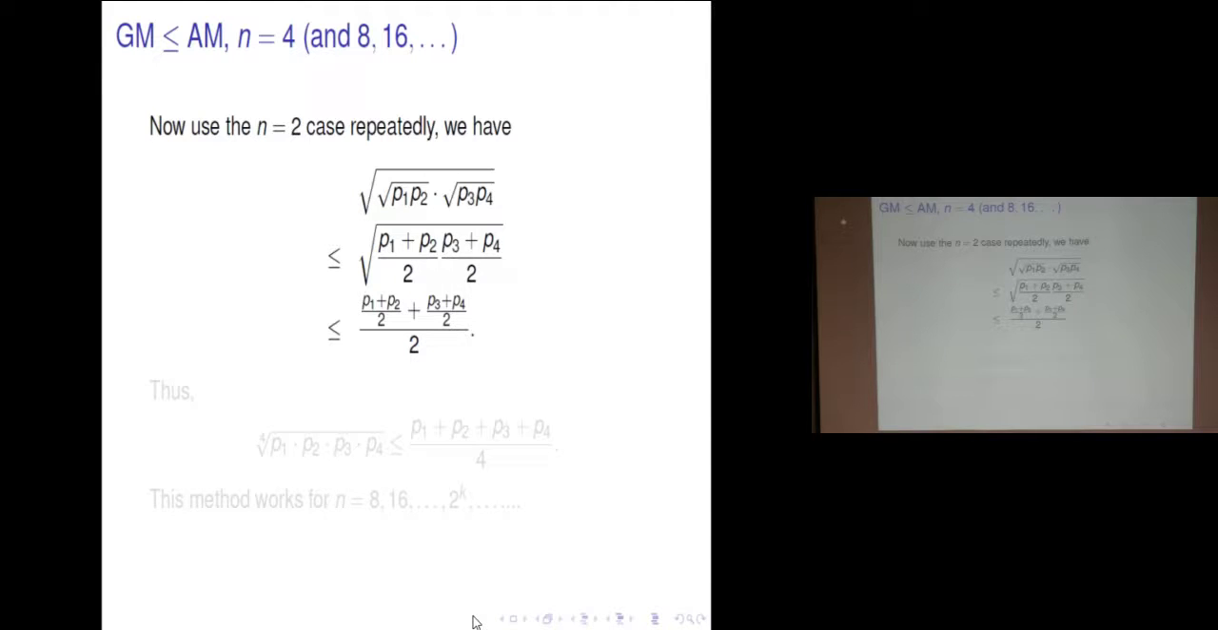How do we get this in general? Because the nth root is difficult. So here's a trick. First you get all the powers of 2. For example, let's look at the case when n equals 4, which is double the number 2. Okay, so you do this.